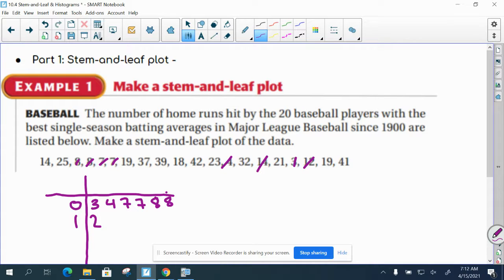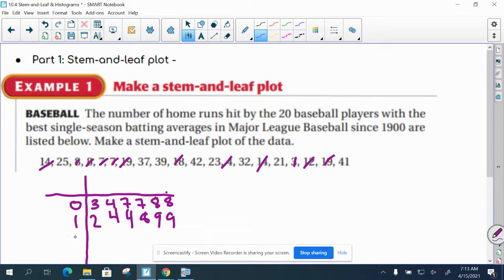Next, we have 2 14s. I'm going to put 4 and 4, represents 14 and 14. And then also next we have 18. I'll put an 8 for the leaf. And then I have a 19. I have 2 19s, so I'll put 2 9s.